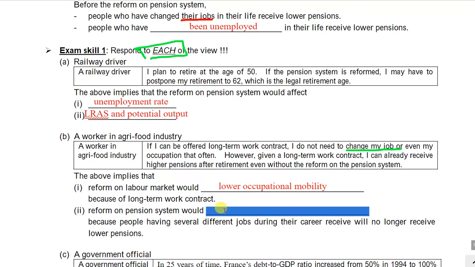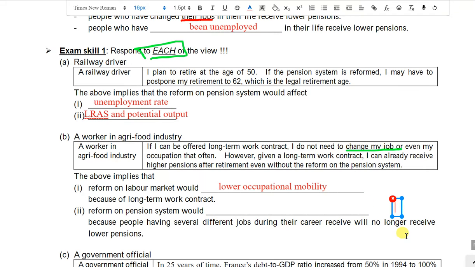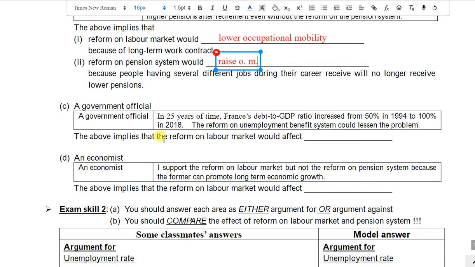And that's why the reform on the pension system will raise the occupational mobility. I do not write down the whole word, so the occupational mobility. And then the second thing you can consider is occupational mobility in your essay. Then the third person is the government official.